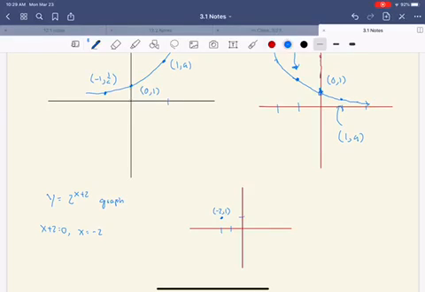Okay? Now, we could also take, what about if x equals 0? If x equals 0, we get 2 squared. We get y equals 2 squared, which is 4. Okay? And that's what that graph looks like.